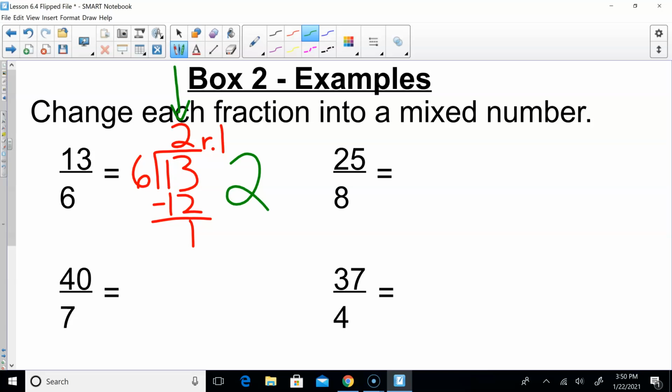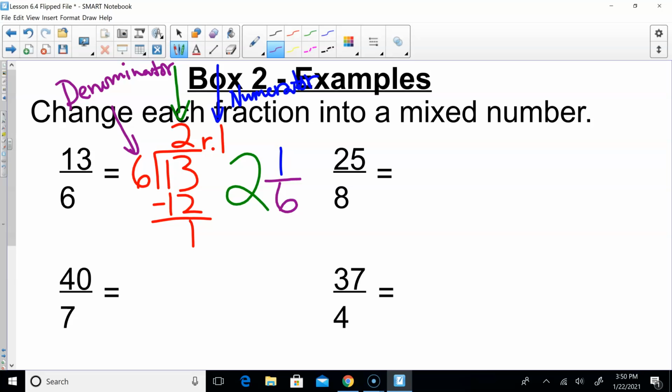So 2 is my whole number. My remainder is now going to be my numerator. That's how many pieces I have left over. So I have 1 piece left over, and my denominator is going to be my divisor. Denominator, divisor, maybe that DD can help you out, and that will be a 6. So 13/6 is equal to 2 and 1/6.